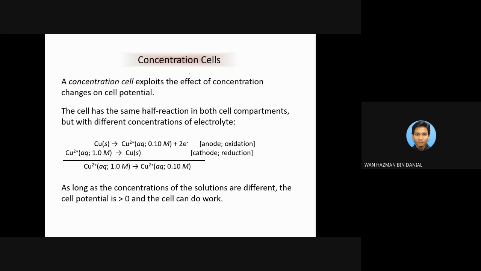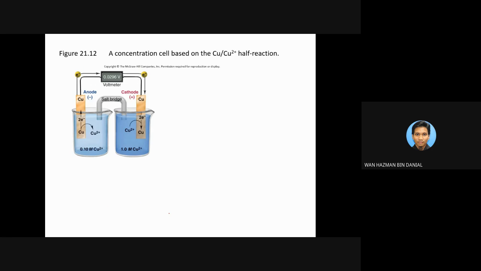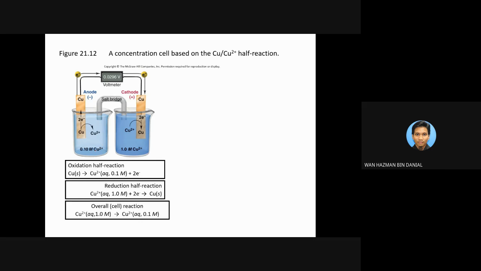Okay, and then kita ada juga the effect of the concentrations. So that can affect the cell potential. Dia boleh effect juga the cell that has the same half reaction in both cell compartments but with different concentration of electrolyte. Sebenarnya kalau ada different concentrations of electrolyte pun sebenarnya boleh juga berlaku ni lah. Okay, as long as the concentration of electrolyte are different, the cell potential is more than 0 and the cell can do work.